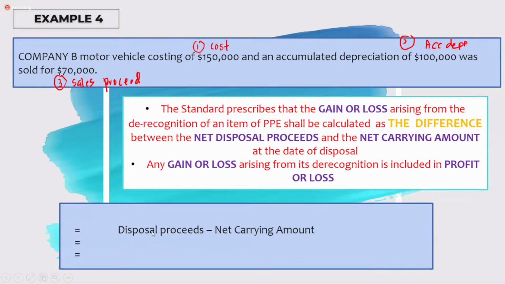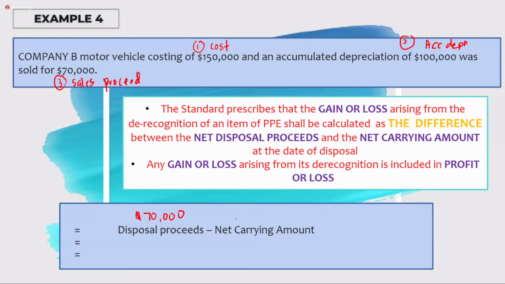So disposal proceeds. How much is the disposal proceeds? Anyone can identify the disposal proceeds here? Disposal proceeds is the sales proceeds. Is it 150,000, is it 100,000, or the 70,000? The 70,000 here.